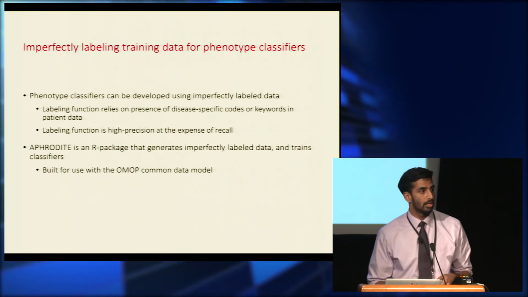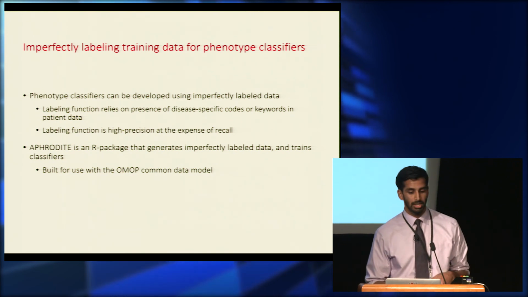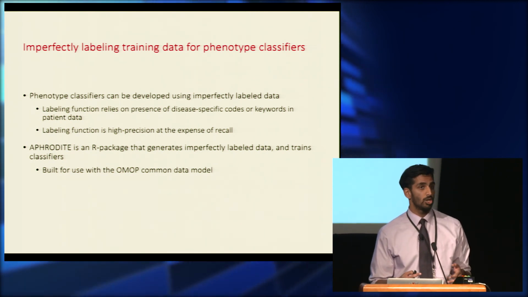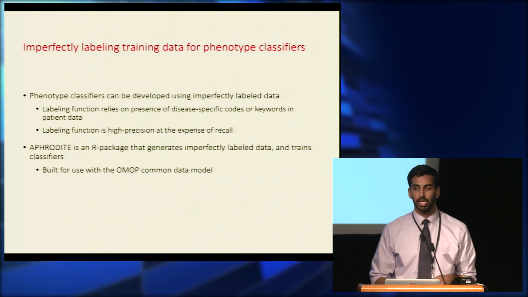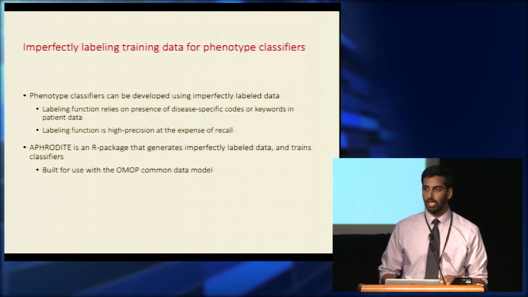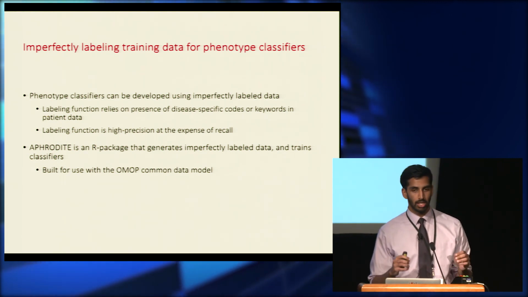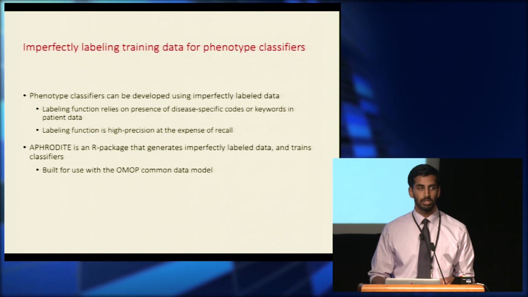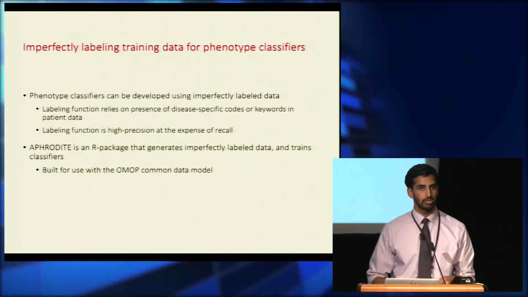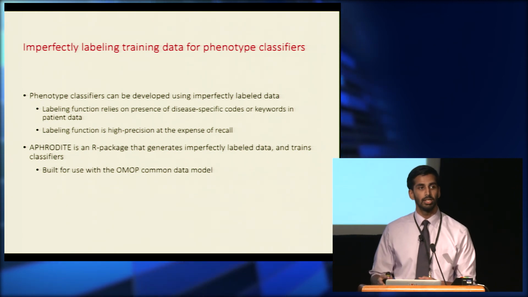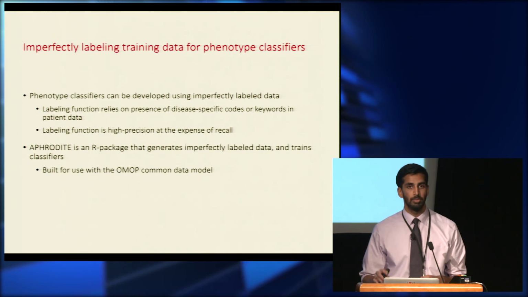So previously, we've shown that you can take imperfectly labeled training data and train actually pretty good phenotype classifiers. So the labeling function can be something like, look for ICD-9 codes of heart failure and other related codes, and then use those as your labeling function, and then train your model on top of that. That expedites the process of having training data, and so you can use your supervised learning techniques and then train and make a classifier.